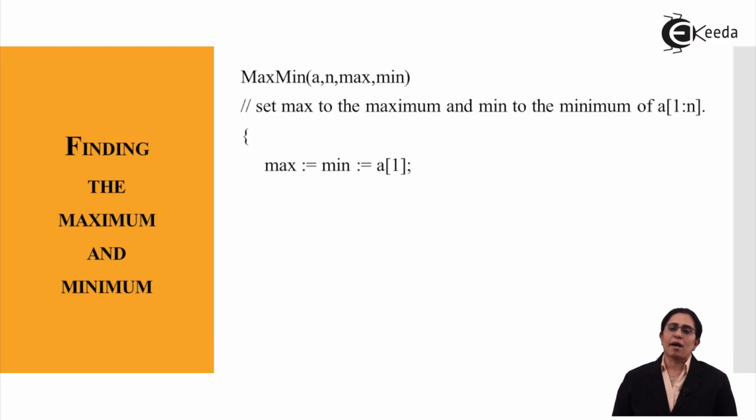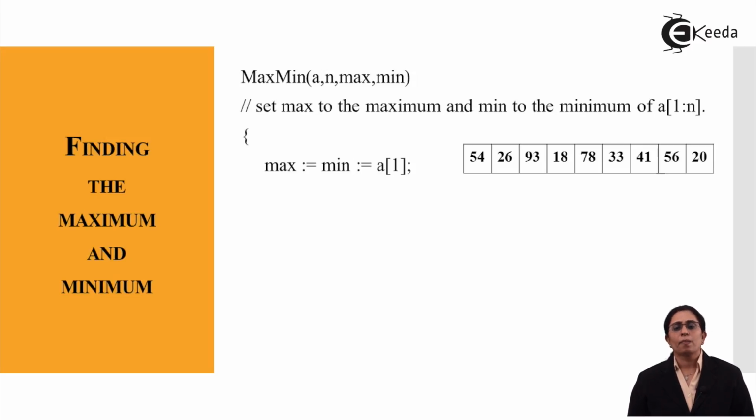If I take an example, I have an array list of 54, 26, 93, 18, 78, 33, 41, 56 and 20. From this array list, I have to find the maximum and the minimum element. If you see, we can just glance at it and find that the maximum element of the array is 93 and the minimum element is 18. But for the programming technique, we have to actually write code for it.